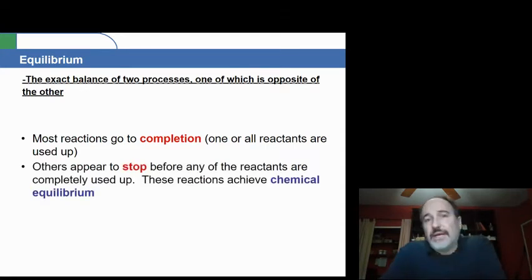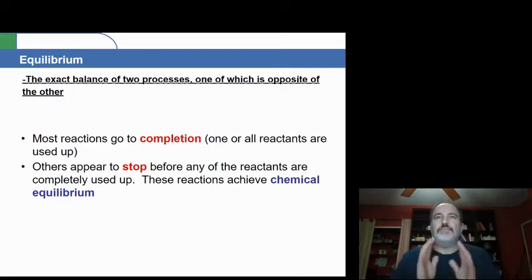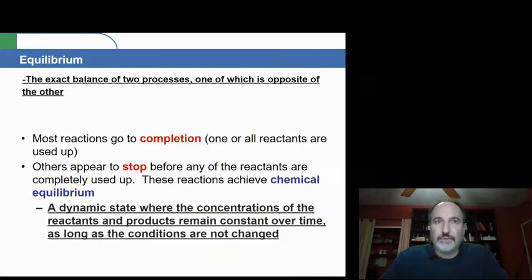However, other types of chemical reactions appear to stop before any of the reactants are completely used up. Now, these reactions achieve what is known as chemical equilibrium. This is a dynamic state where the concentrations of the reactants and products remain constant over time as long as the conditions are not changed. And that's what we're going to be talking about today. It's this concept of chemical equilibrium.